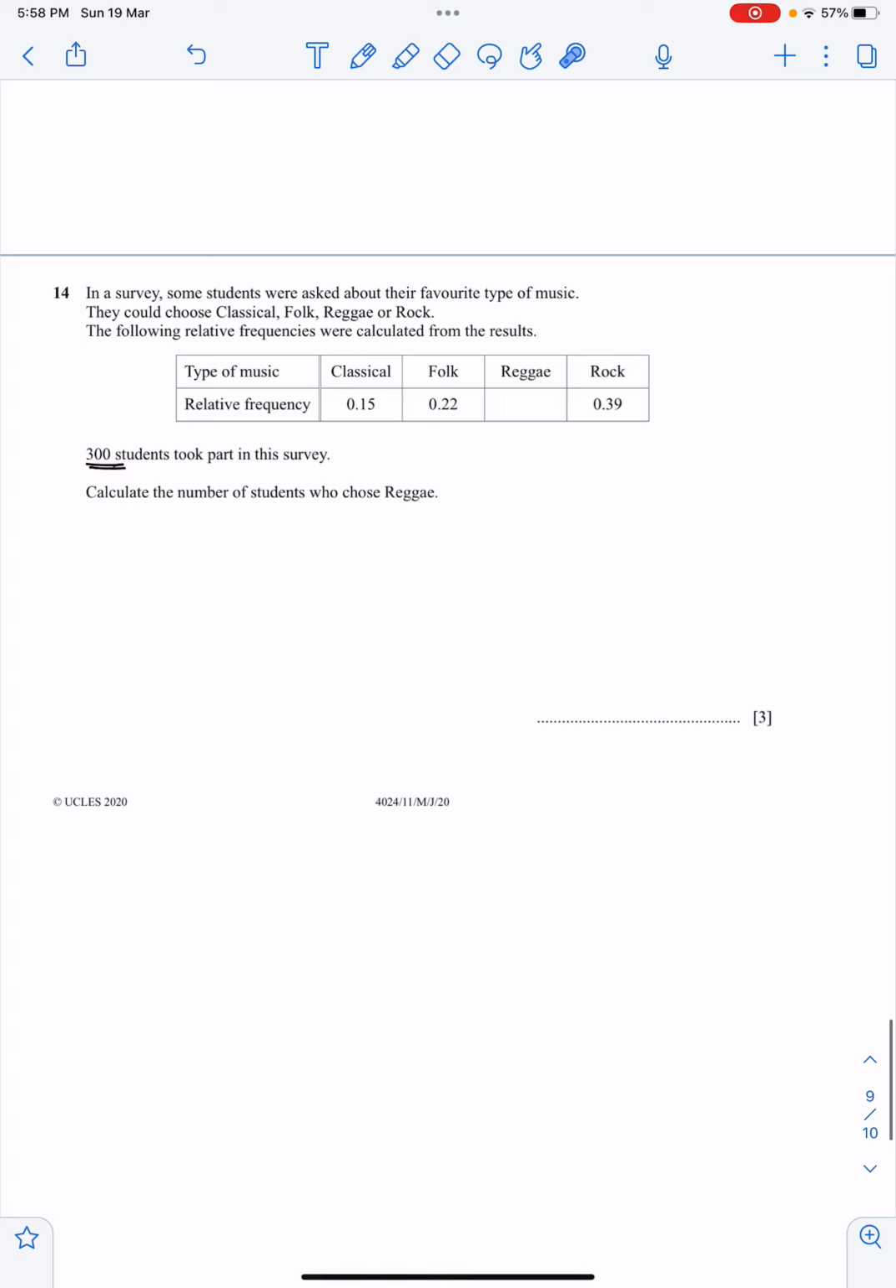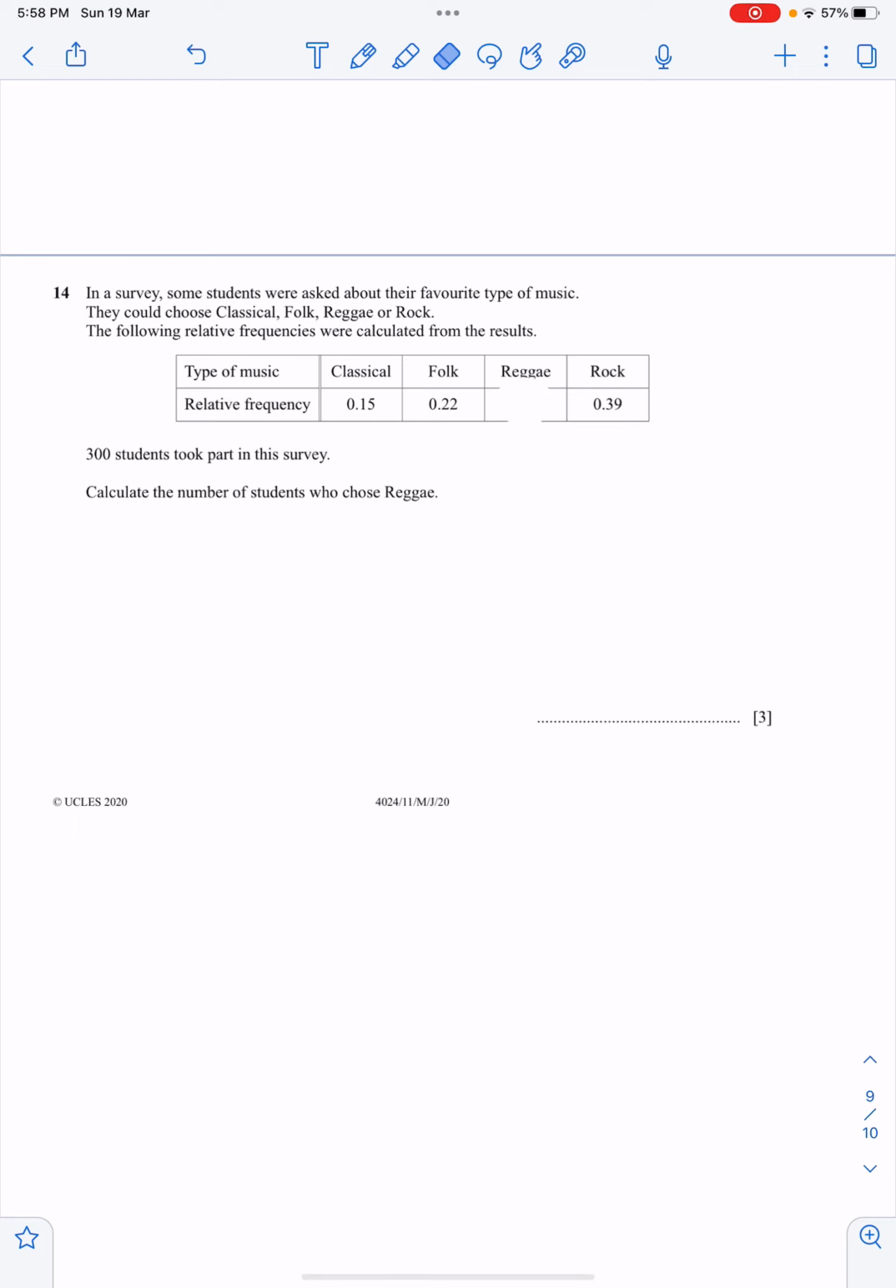Okay. In a survey, some students were asked about their favorite type of music. They could choose classical, folk, reggae or rock. The following relative frequencies were calculated from the results. 300 students took part in the survey. Find the number of students who chose reggae.